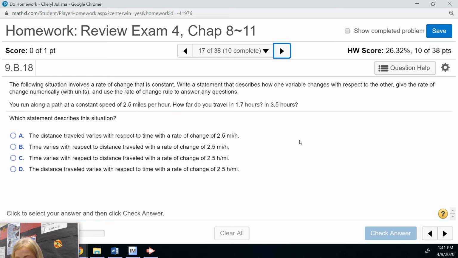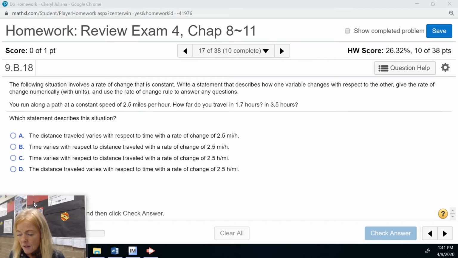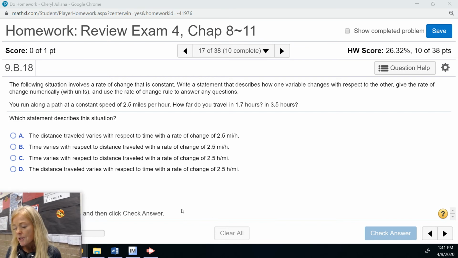And then the next one we're going to do is 17. The following situation involves a rate of change that is constant. Write a statement that describes how one variable changes with respect to the other and give the rate of change numerically with units and use the rate of change rule to answer the question. So if you run along a path at a constant speed of 2.5 miles per hour, how far do you travel in 1.7 hours and in 3.5 hours? The first thing you're going to notice is that the distance traveled varies with respect to time.